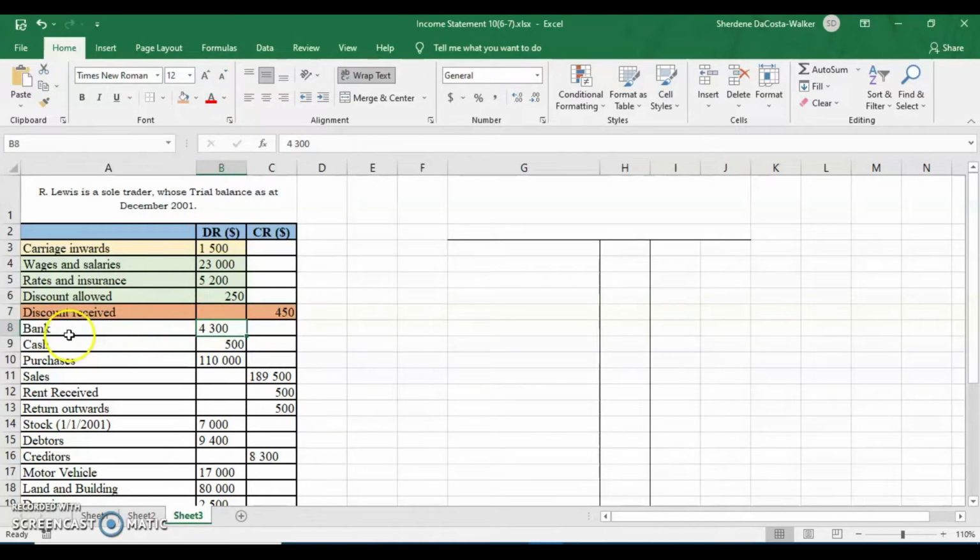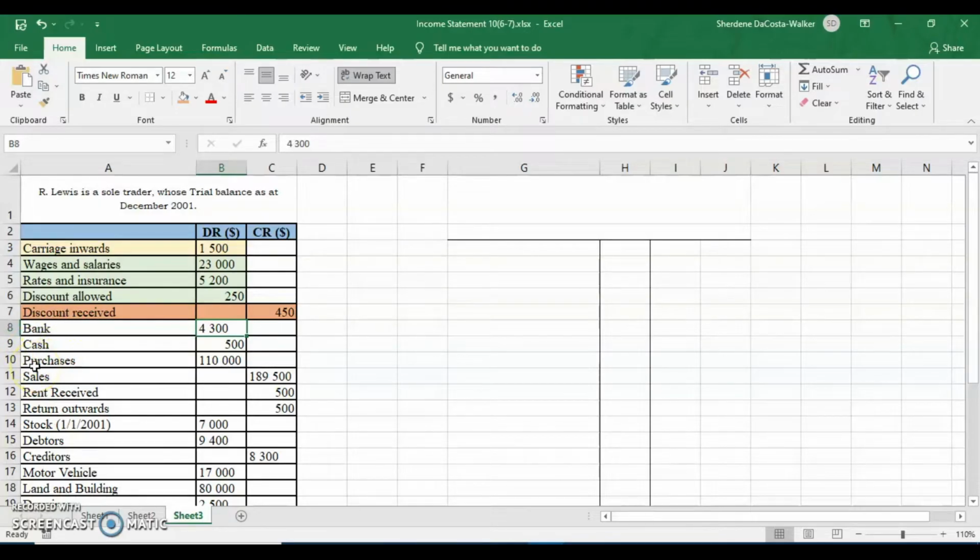Alright, my bank is not a part of the trading in the business or my profit and loss. Bank is an asset to the business. It's owned by the business. So that will be a part of the balance sheet and not the income statement. So I'm going to skip over that one. Cash, also an asset, will not be in the income statement.